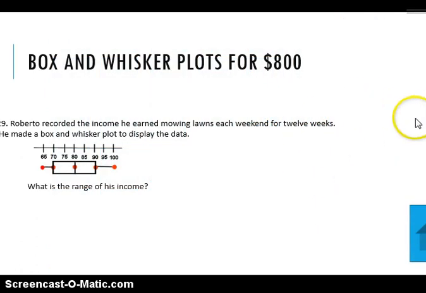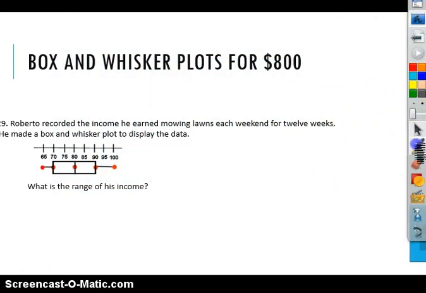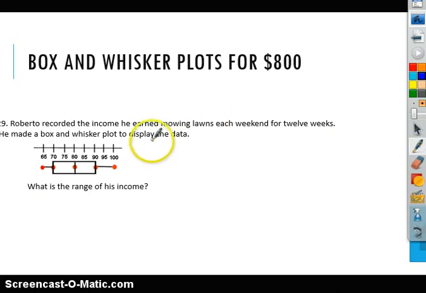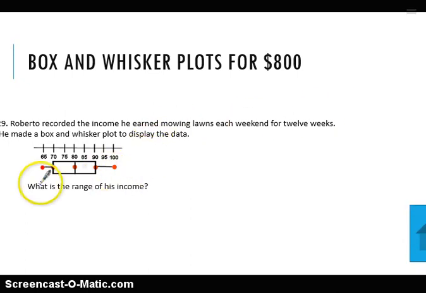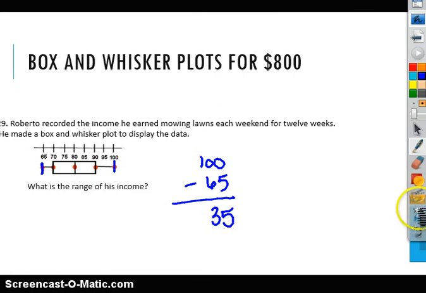For 800, Roberto recorded the income he earned mowing lawns each weekend for 12 weeks. He made a box and whisker plot to display the data. What is the range of his income? Range would be from the littlest to the biggest, from the minimum to the maximum. So that looks to me from here to here, 100 minus 65. Careful with your regrouping. That will be a 35.